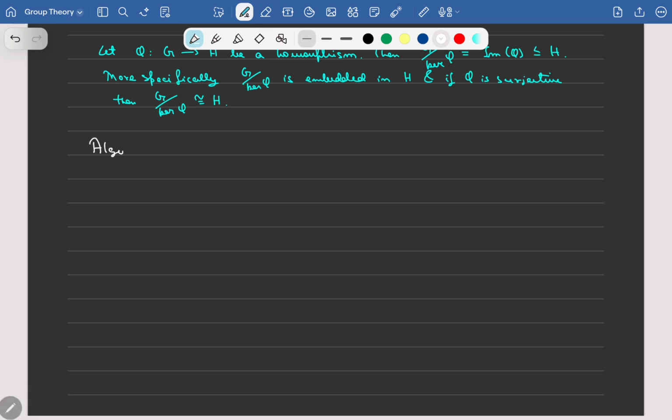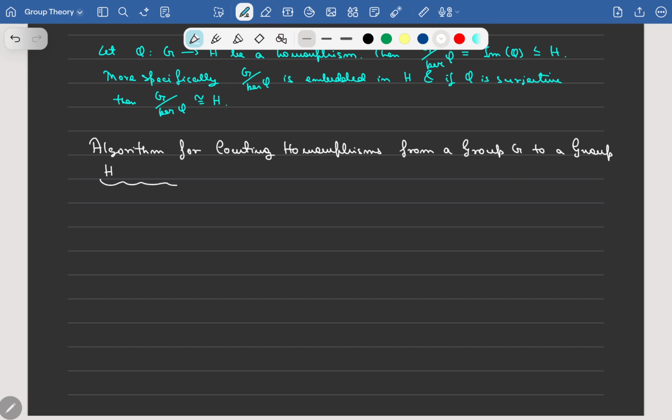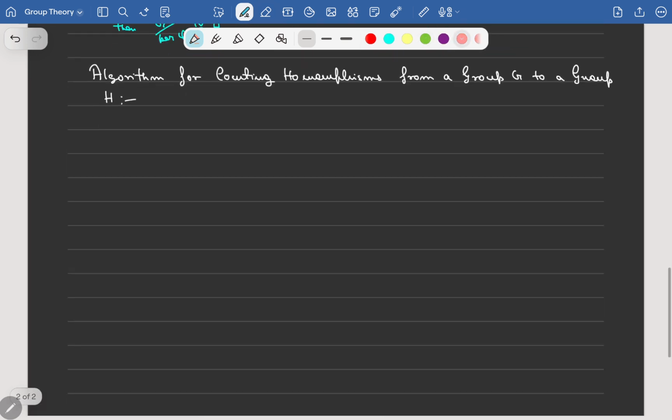So the algorithm for counting homomorphisms from a group G to a group H. Let us produce the algorithm one by one, and let us primarily focus on what we are trying to do.